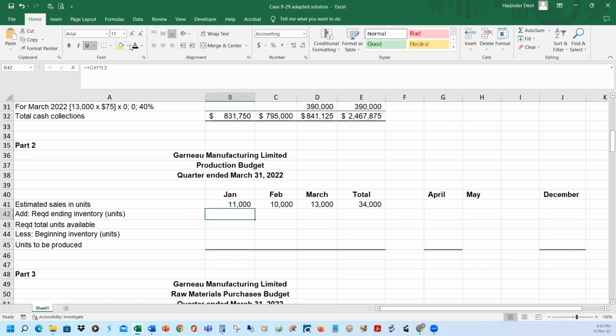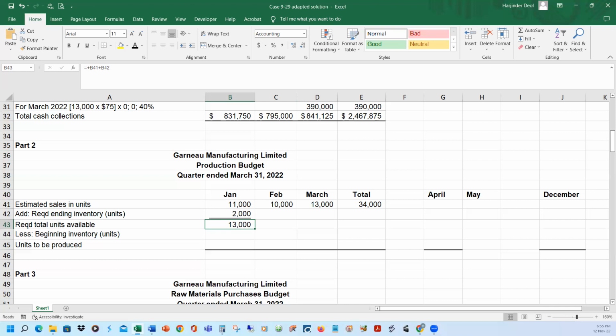20% of 10,000, or 2,000 units, is how much we need the ending inventory of finished goods to be for the month of January. So in the month of January, the total number of units that we need to be available is 11,000 units that we expect to sell, plus 2,000 units that we require to hold in our ending inventory. So that adds up to 13,000 units. Do we need to produce 13,000 units? The answer is, well, no, because we must have begun the month of January with some amount of units on hand.